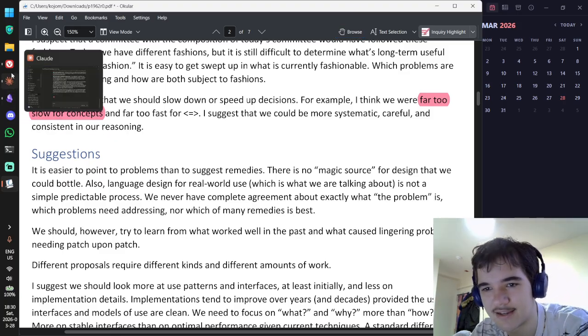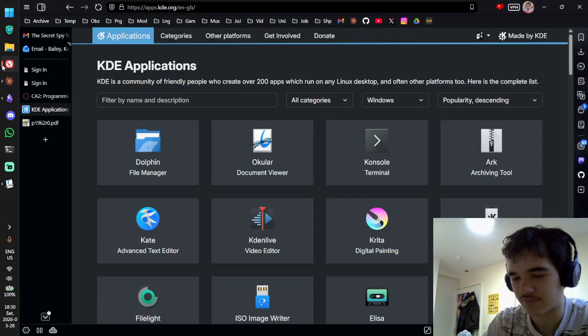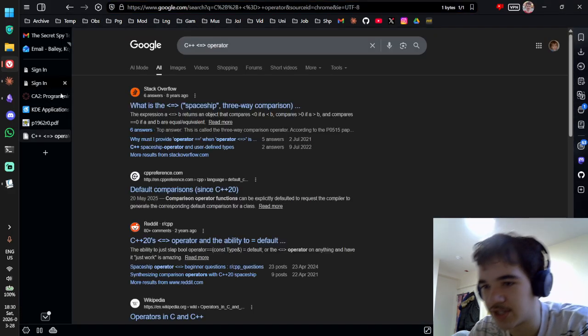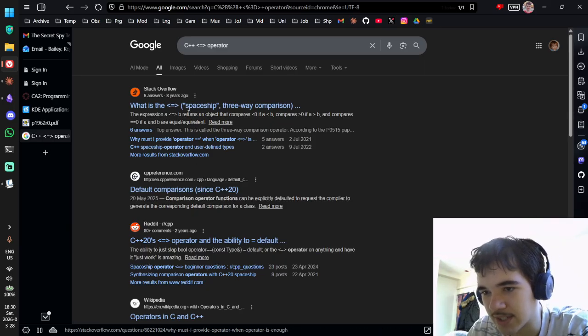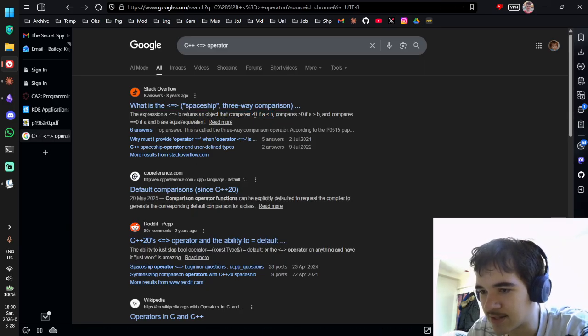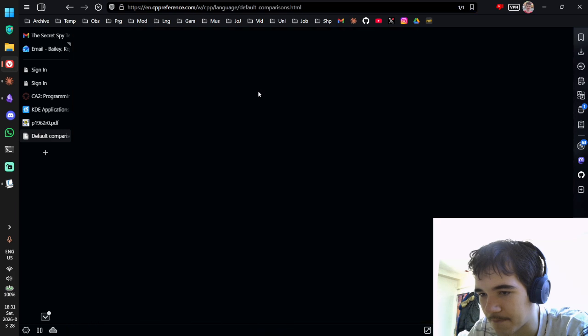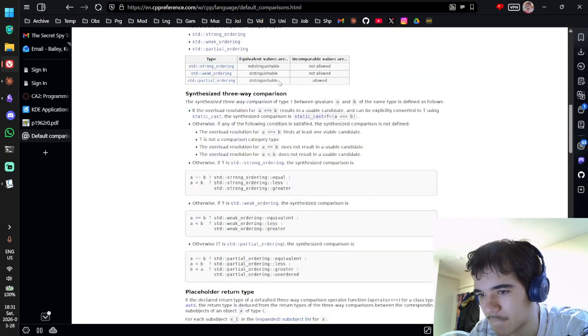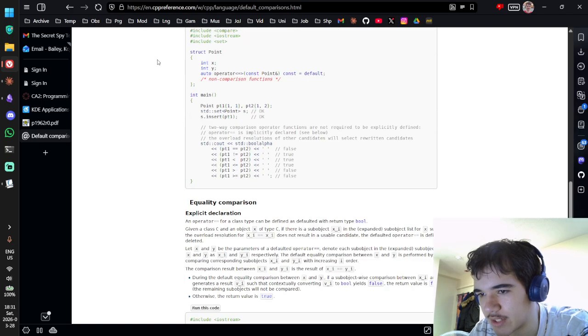Like, C++, Google's going to just shaft me. Never mind. It actually worked. The expression returns an object that compares... what? C++20. C++20. What?